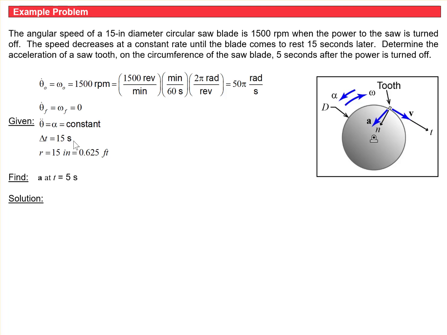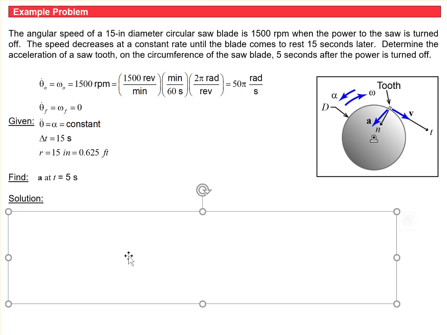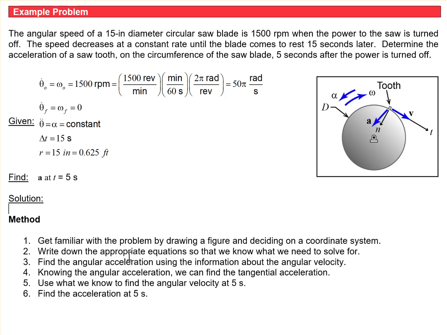And the problem statement says this is reduced at a constant rate. So theta double dot, which is the angular acceleration, or alpha, is constant. And then the radius of the saw blade is 15 inches, or we'll convert that to feet. And we want to know the acceleration of a tooth on the blade at 5 seconds after the power was turned off. All right, so how are we going to attack this problem?